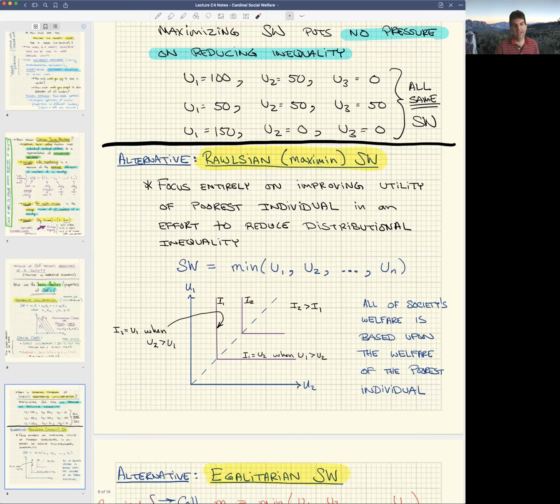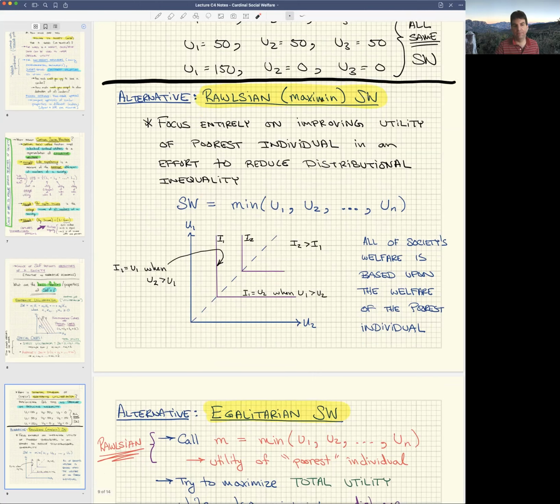So an alternative to that is the Rawlsian or Maximin social welfare, named after, sadly, an old white guy named Rawls. So I'm not going to tell you too much history about these because why do we need to stress a bunch of old white guys? But they just traditionally are called Rawlsian social welfare functions, or Maximin, for reasons which hopefully will become apparent here in a second.